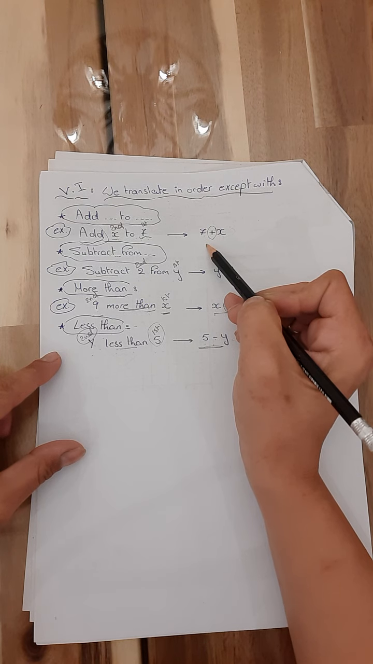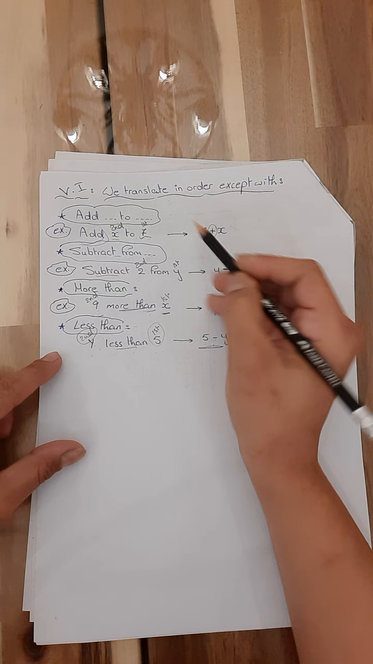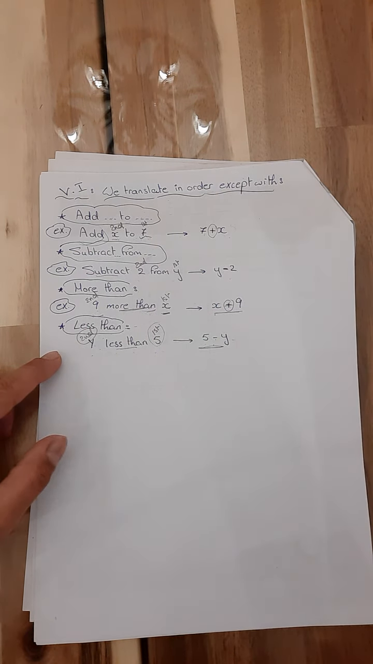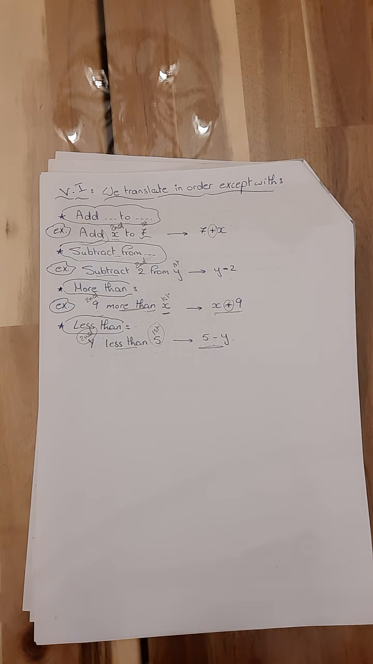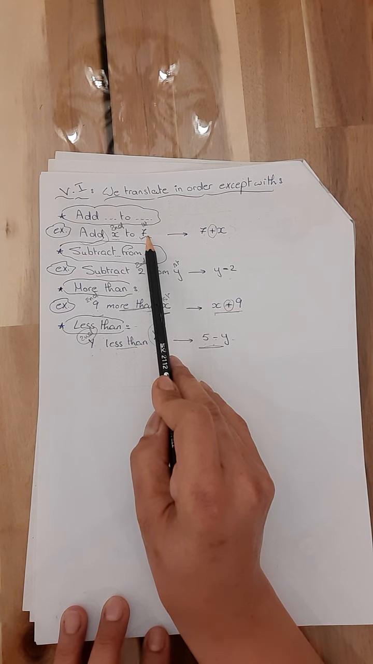You are exchanging places with add 2. So 7 will be the first and x will be the second. Now we exchange places, so add 2 is an exception word where we don't go in the order of the numbers that he gave me in the problem. We exchange places. The first will be the second and the second will be the first.